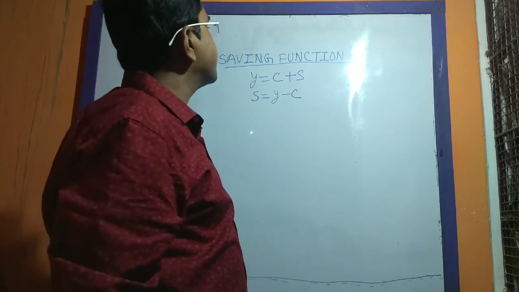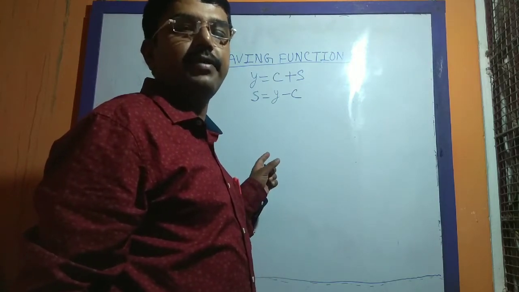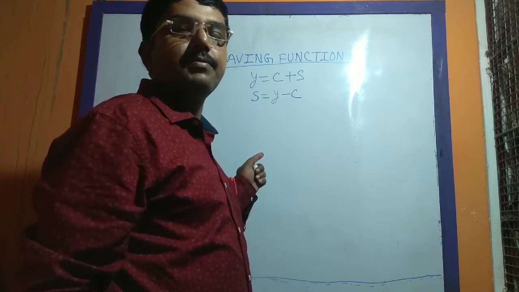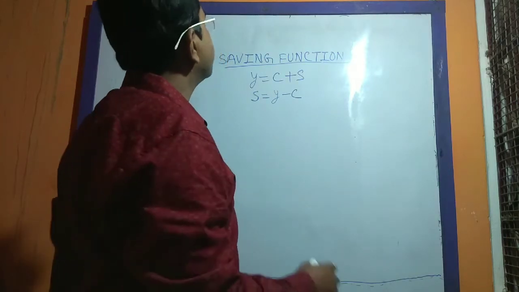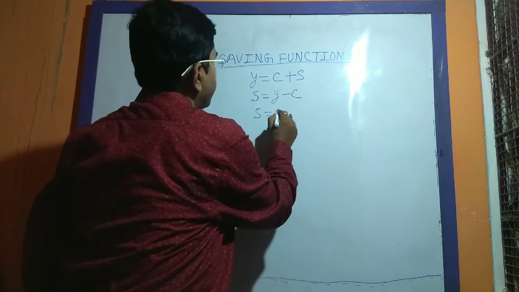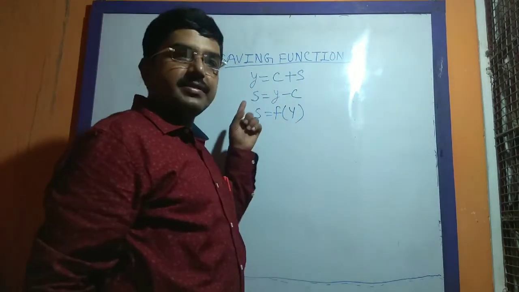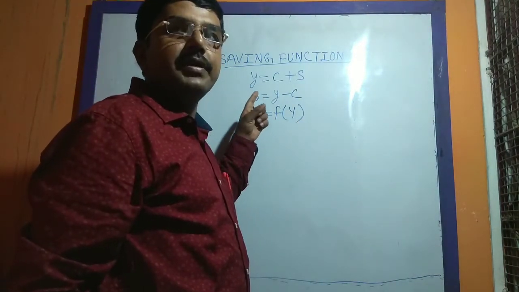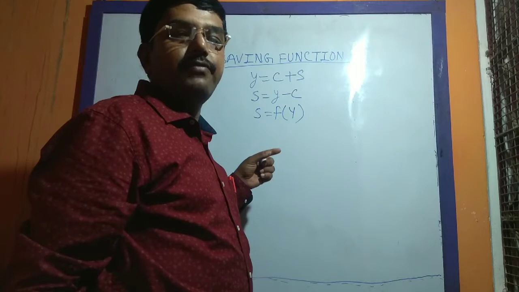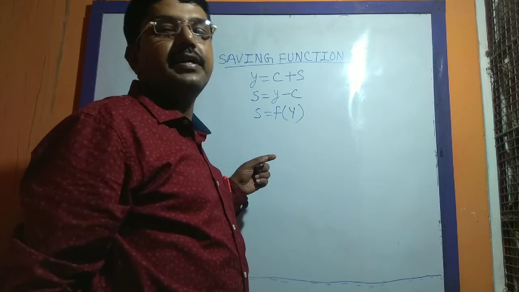Let us discuss the saving function. What is the saving function? We have already discussed saving: a part of income that is not consumed is called saving. Now we will discuss the saving function. So the saving function shows that S equal to f(Y). Now we will discuss function. What is function? Function shows the functional relationship between two variables, in which one is dependent and one is independent.